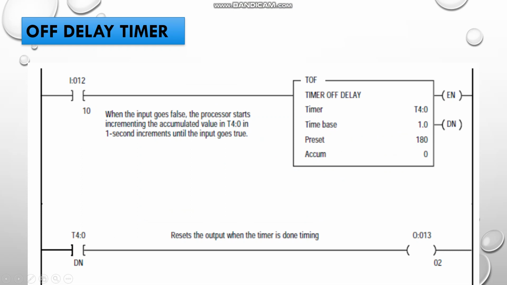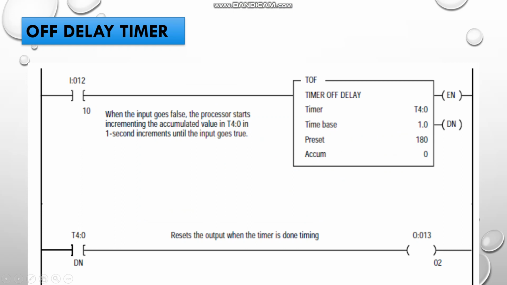You have an output device connected at this particular part, and you have the input. As soon as the switch is started, your timer will be in the zero state only. Both the enable bit and the done bit get energized here. Once the done bit is energized, the output device is automatically on because you have connected your done bit to the output device.